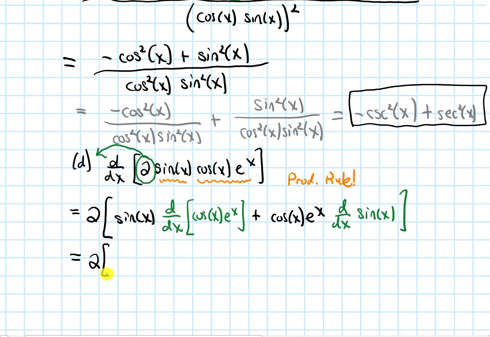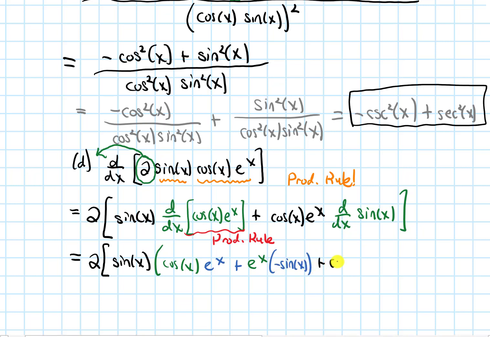Okay, so we have 2 all times sine x, and now I have to multiply by the derivative of cosine times e to the x, and that's going to involve product rule. When we do the product rule, we'll get the first function, cosine x, times the derivative of the second term, which is e to the x, plus the second term, e to the x, times the derivative of the first, which is negative sine x.